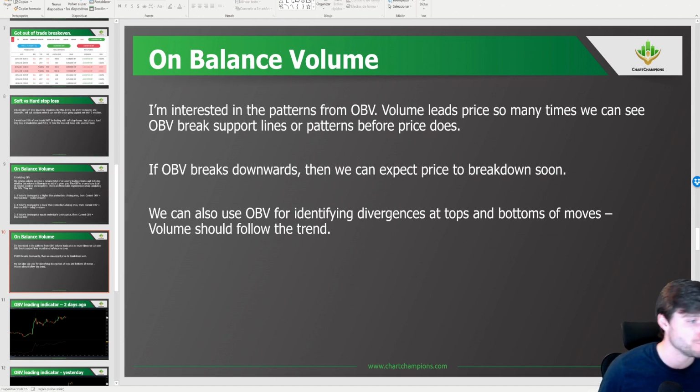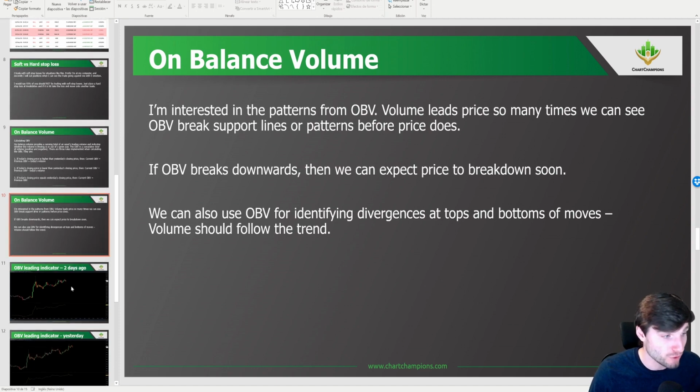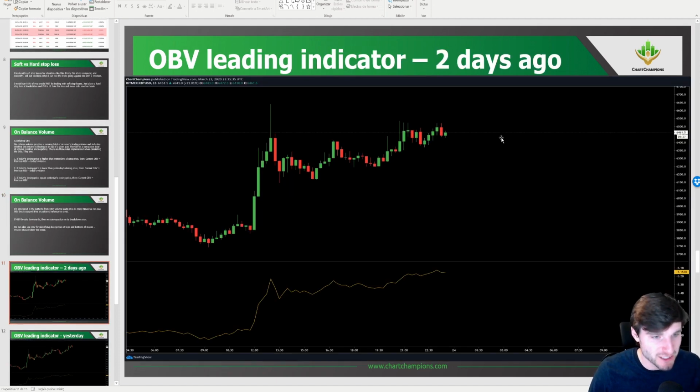Exactly the same here. If OBV breaks downwards, then we can expect price to break downwards. You can also use OBV for identifying divergences at tops and bottoms of moves. Volume should follow that trend. This is a nice example of price from literally 2 days ago. This is one that I did post in the group, and I was saying OBV has broken up while price has not broken up. What this is signifying is price is likely to break up.